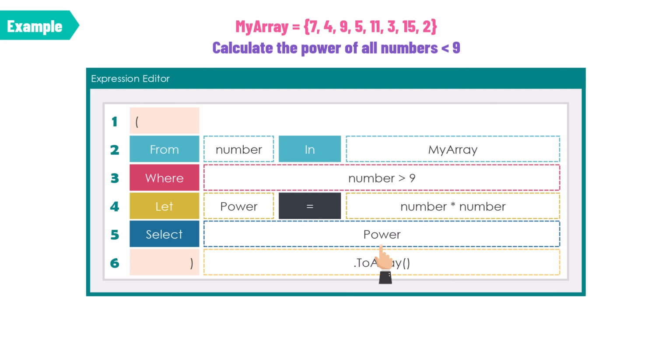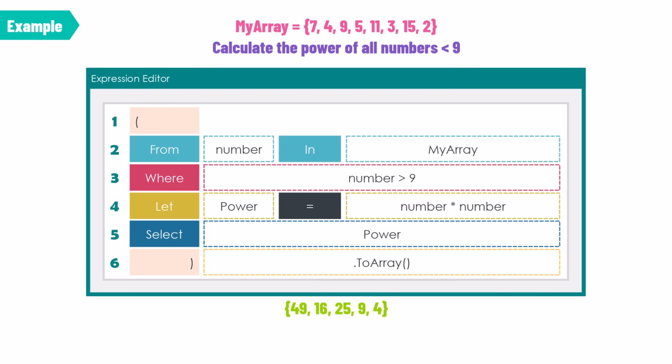In select clause I am selecting power variable, what I defined in let clause. This variable represents the power of each number inside the array, which is smaller than 9. So, the output of this query will be an array that contains only the numbers, which are smaller than 9. But each number inside the output array is the power of the old number, what I had in the input array. This is the way how to use let clause.